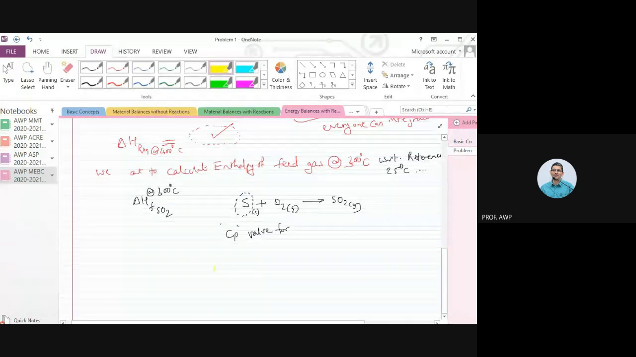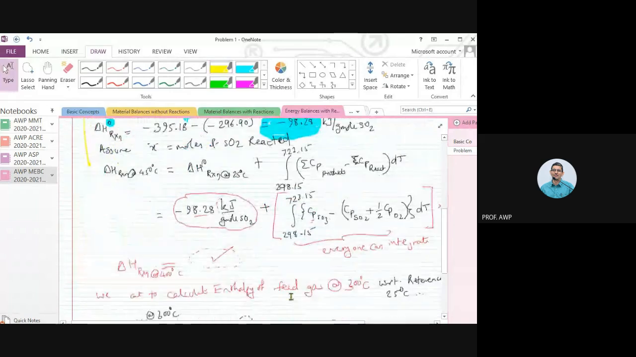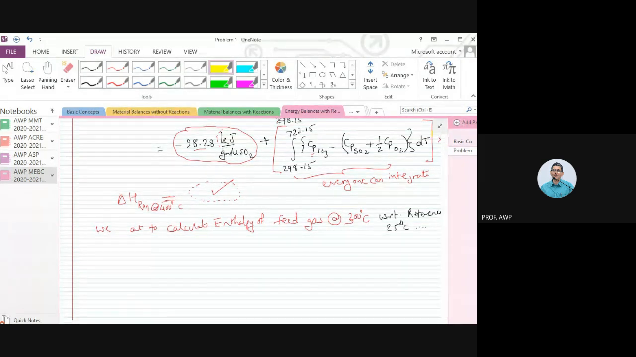Because we have used the standard enthalpies of formation. Otherwise, you would have had to calculate the enthalpy of formation of SO2 at 300 degrees centigrade, and for that you should have asked me for the CP value for sulfur in the solid state. Am I clear, Shaurya Raj? Yes, sir. So I gave a little long answer because many of you would have this doubt: why do we treat reference differently for without reactions and with reactions?